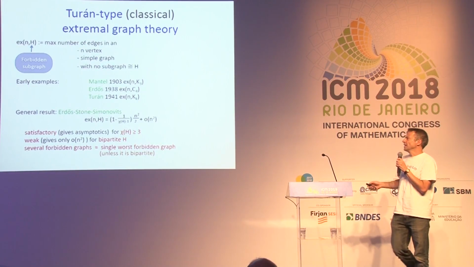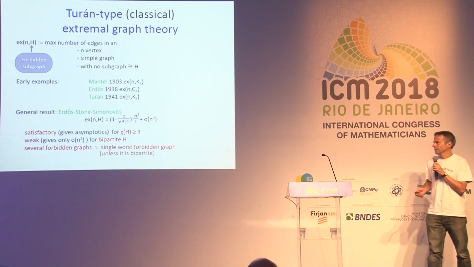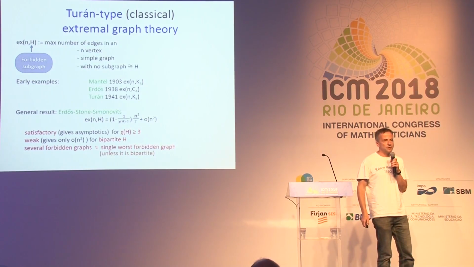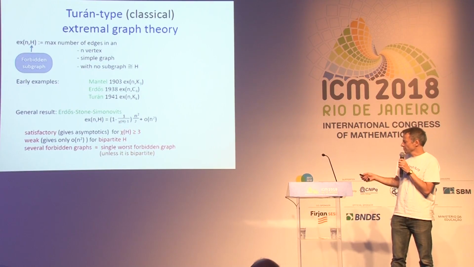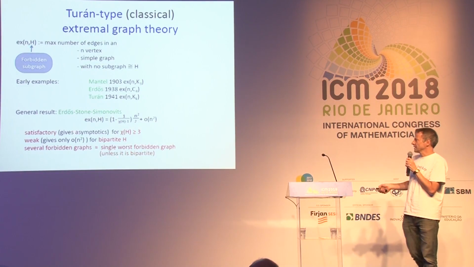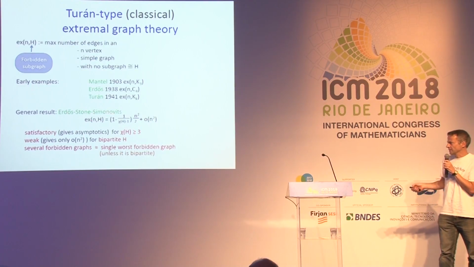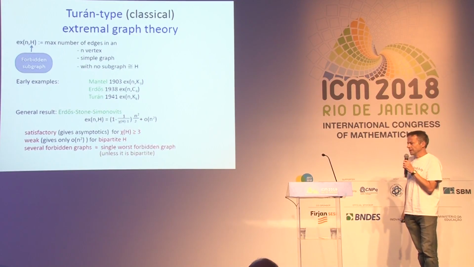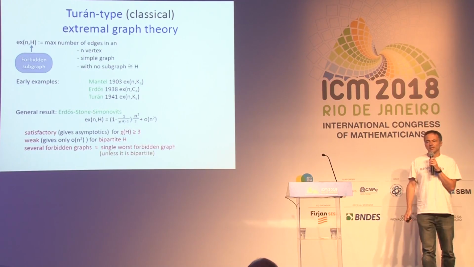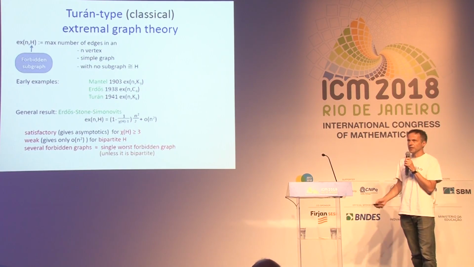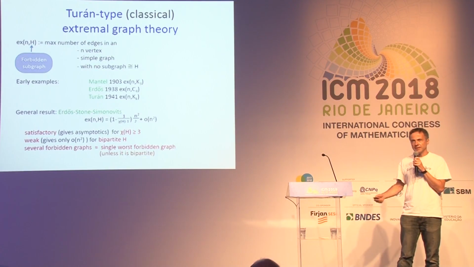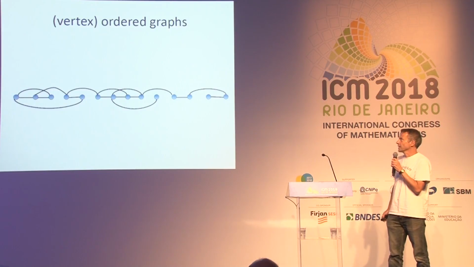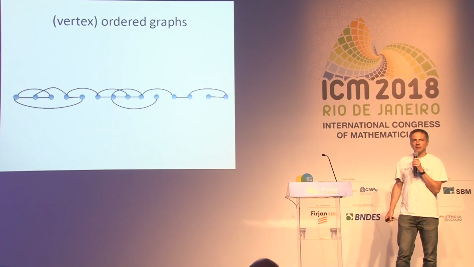But this is just the background. One more observation here in the last line: you can forbid more than one graph, and if you do that, then the same formula applies, but with the smallest chromatic number among your forbidden graphs. So basically, if you do not forbid bipartite graphs, then forbidding more than one graph is asymptotically the same as forbidding just one of them, the one that has the smallest chromatic number.